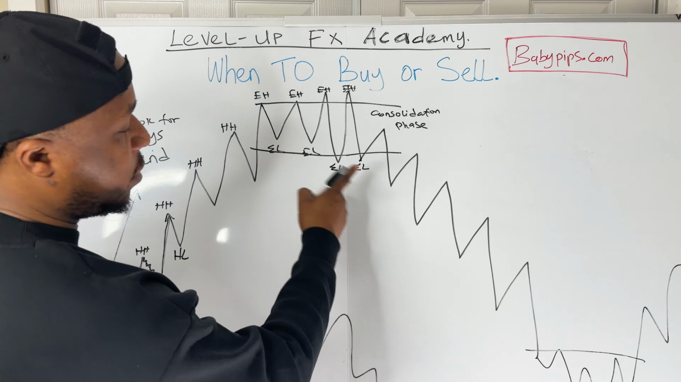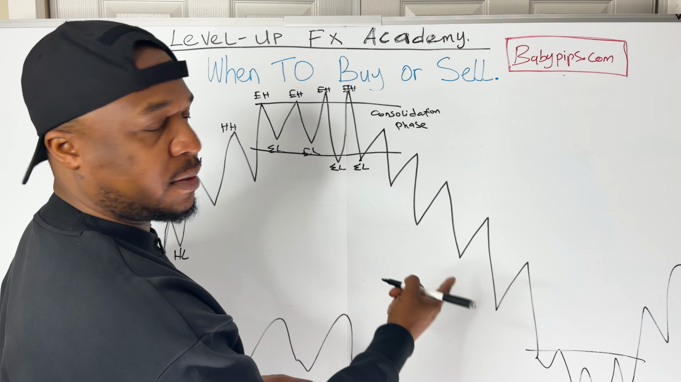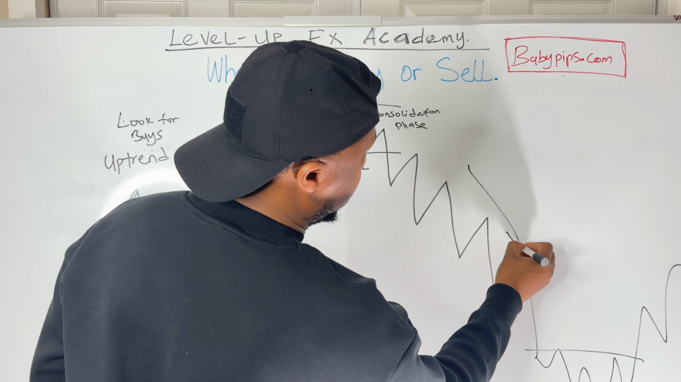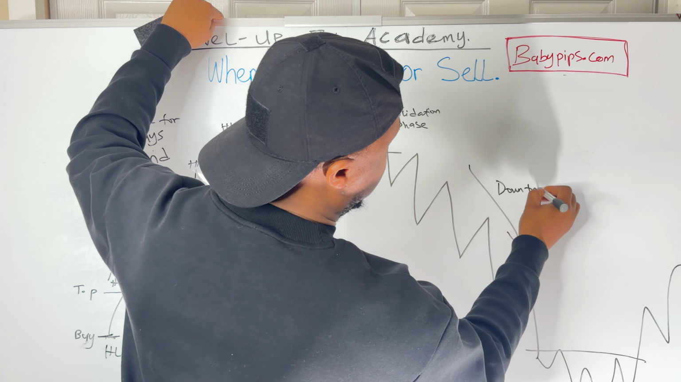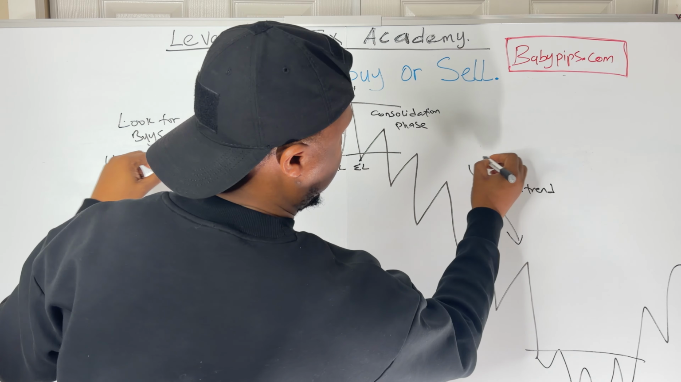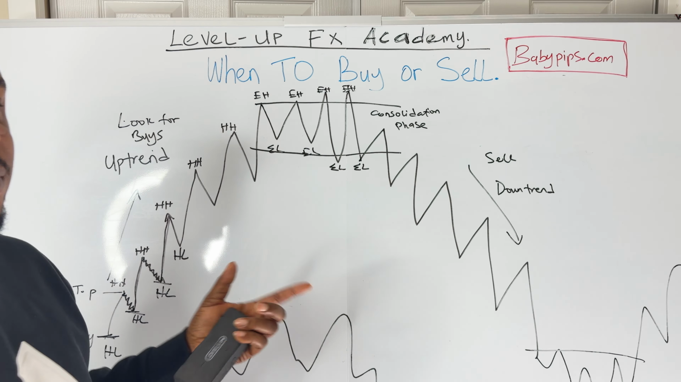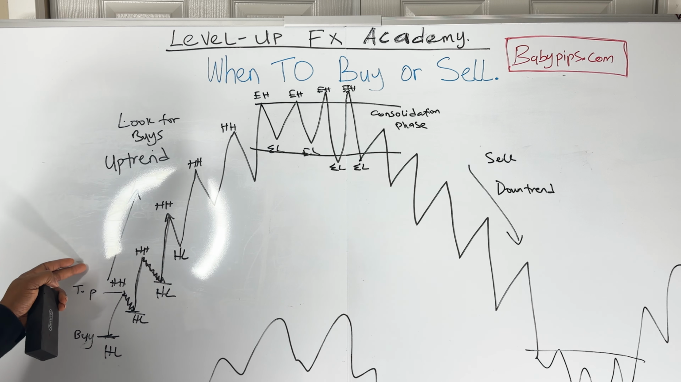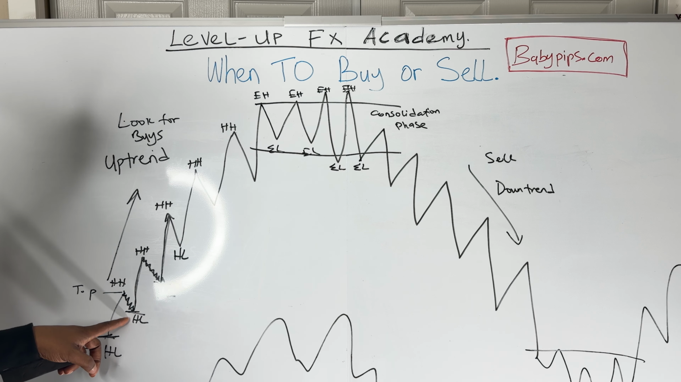Then when it gets to this side of the trend, when it's coming down, it's called a downtrend. And in this downtrend, you are looking to sell. So that's why some people say, oh, when do you buy? When do you sell? So this is when you buy. Look for good entry after the market has rested. Look to enter from here.